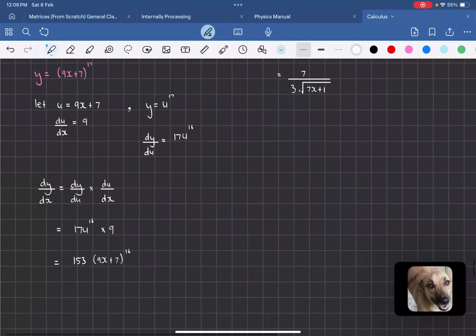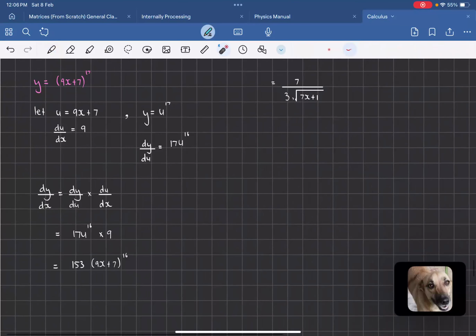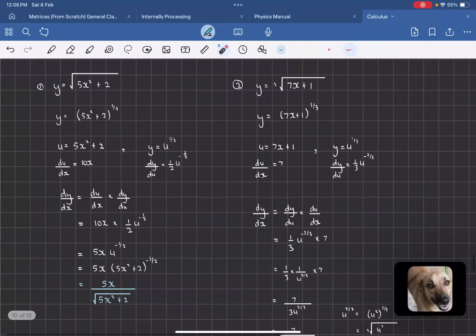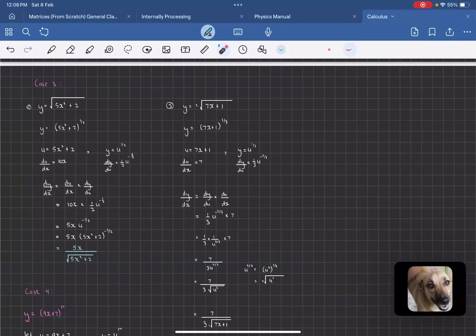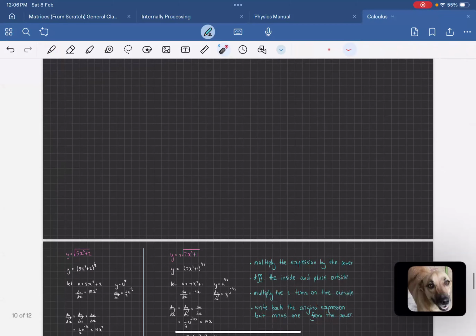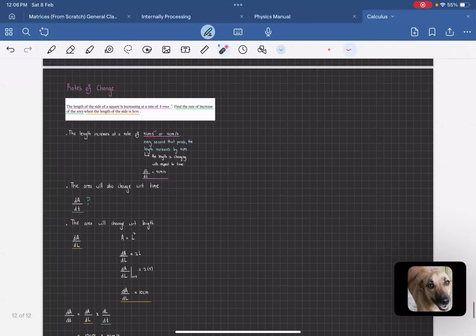The shortcut method for this is very easy. All I have to do is just take the power, put it in front, differentiate the inside, write back the original thing, and take away 1 from the power. That's all. Very, very simple. Matter of fact, it's the same shortcut for case 3 as well, because it's the same situation. You have a power. So next class, I will go over the shortcut. We'll do some questions, and then we'll move on to rates of change, which uses the chain rule.